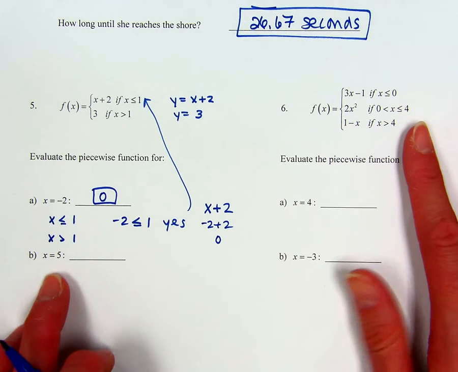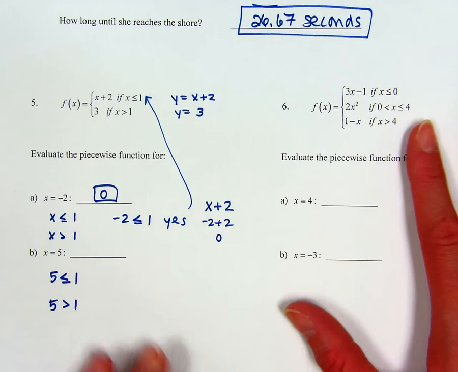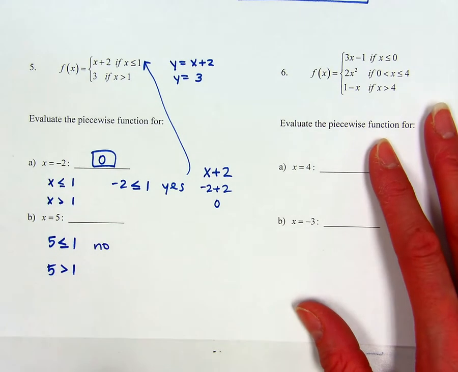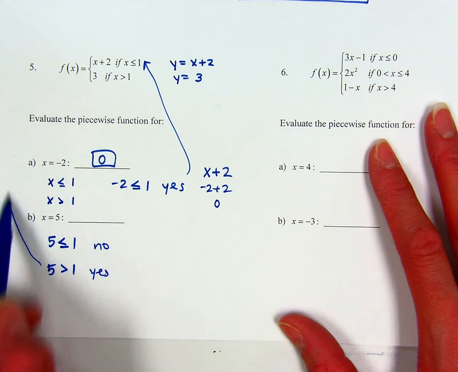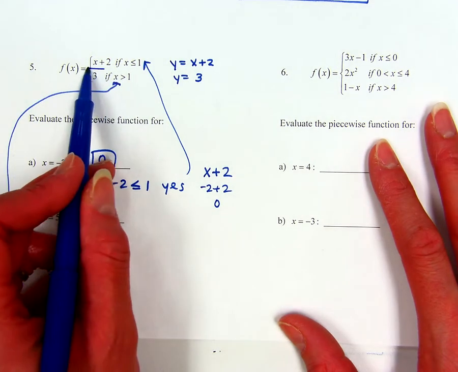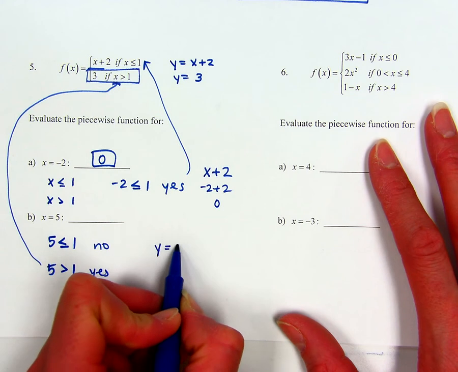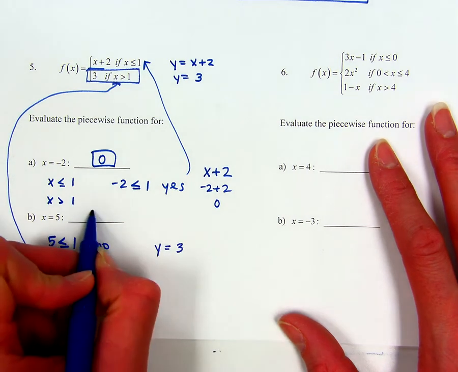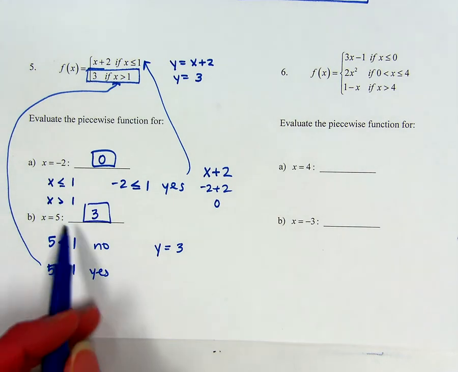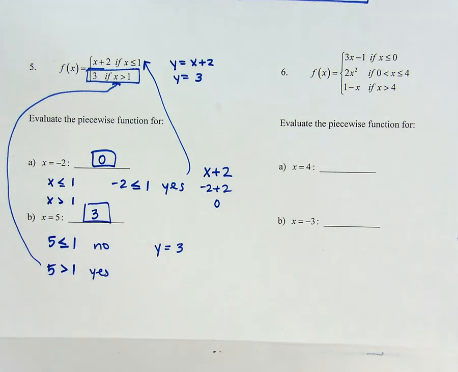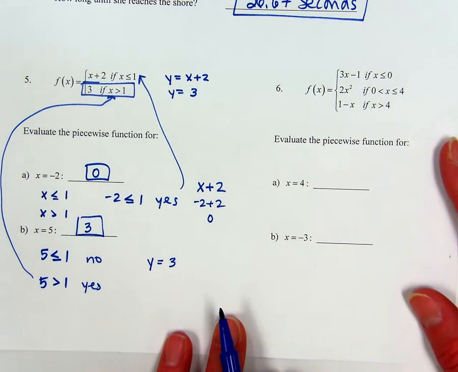All right, x equals 5. Is 5 less than 1, or is 5 greater than 1? No, 5 is not less than or equal to 1, but it is greater than 1. So that tells me to use this one. Now this one is saying y equals 3. Well, it always is going to equal 3. There's nowhere to plug my x in. So any number that's greater than 1, if I plugged in 2, 3, 4, 5, 1,000, my answer would be 3.